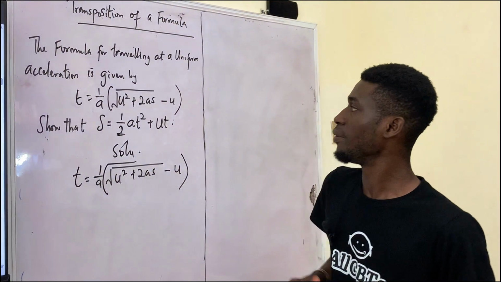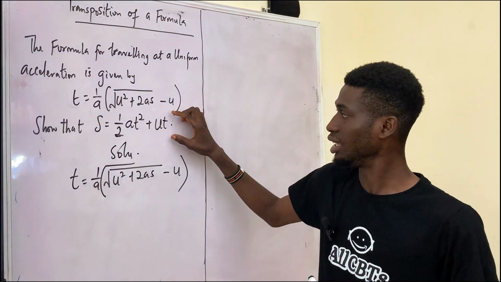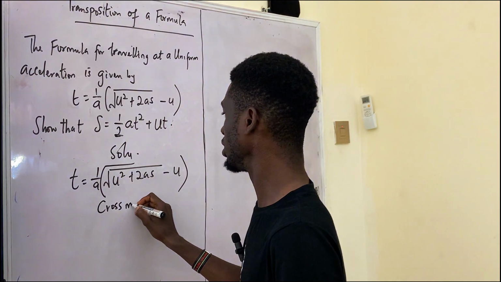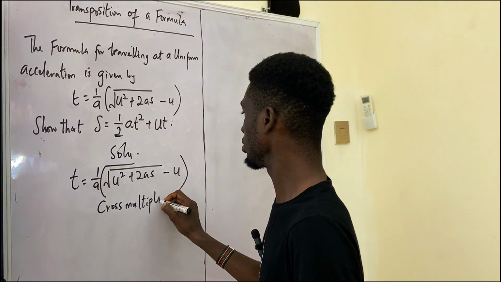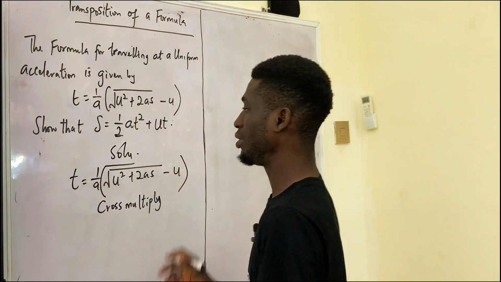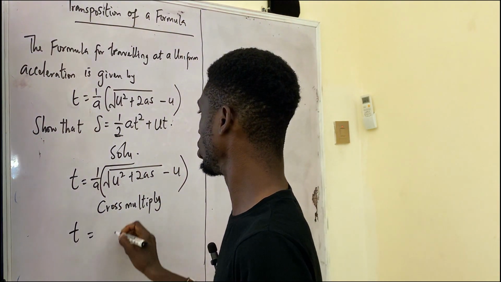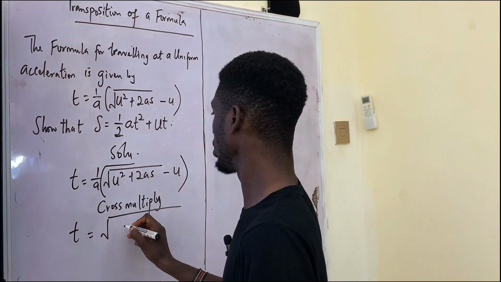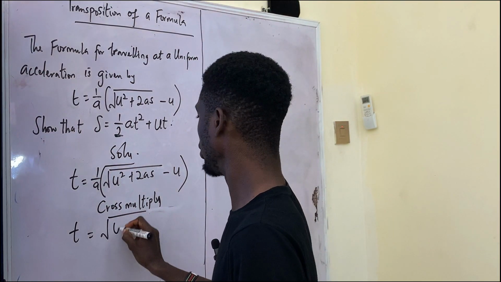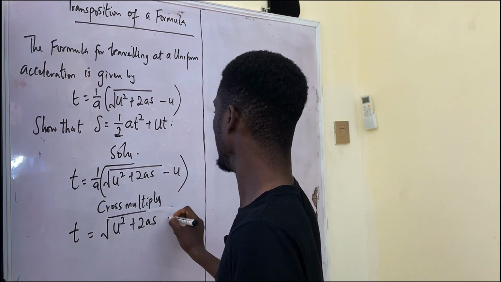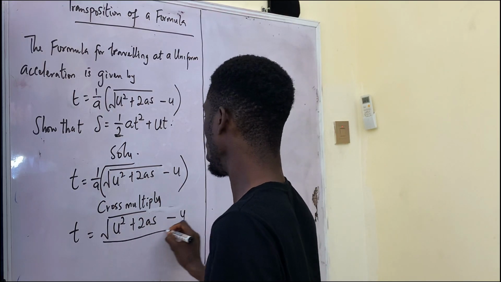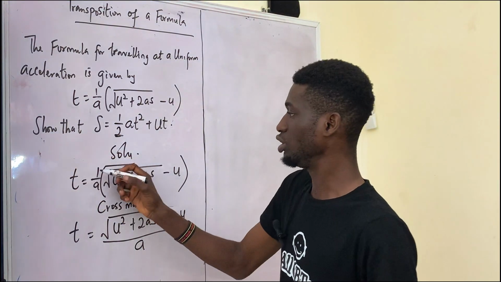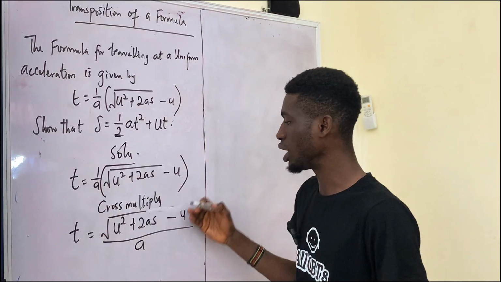You want to make this formula look exactly like this. So the first thing is you cross multiply. This equation can be written as t equals 1 multiplied by all these. I have it as square root of u squared plus 2ax minus u all over a. Now this has been changed to this. I just use this one to open this and write it in the normal way it should be.